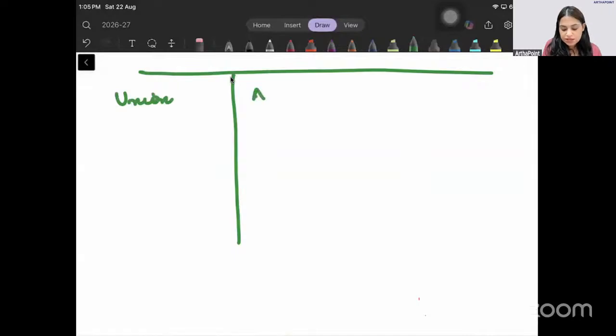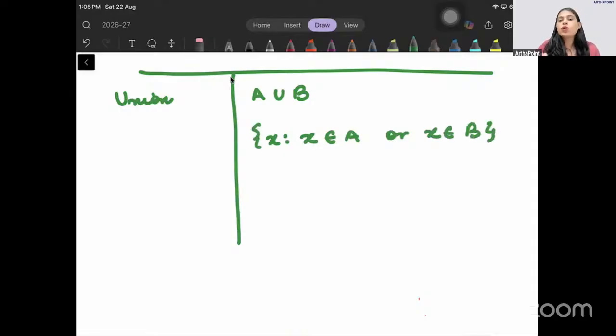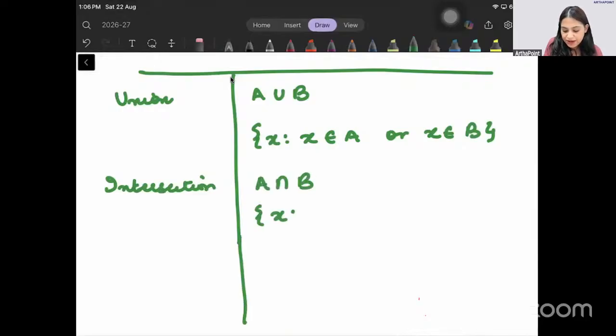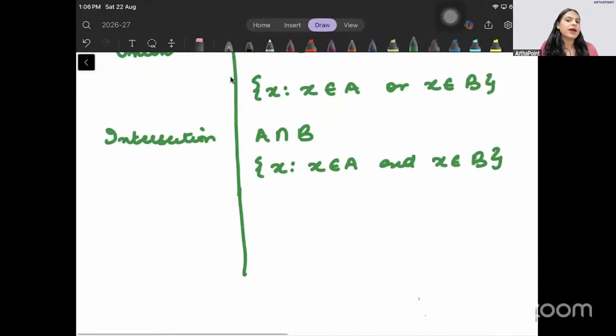Okay, we'll write all the operations. The first operation we learned is A union B. A union B means I am including all elements in A and all elements of B also. Whether the element comes in A or B, it should be in the union, right? If it is in A, it will be in the union, and if it is in B, we will put it in the union too. Intersection. A intersection B is represented by {X such that X belongs to A and X belongs to B}. If the element is in both, only then will it come in the intersection. Difference.